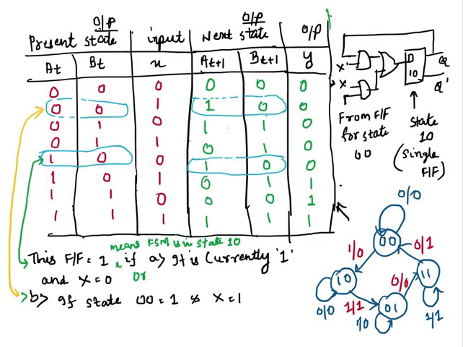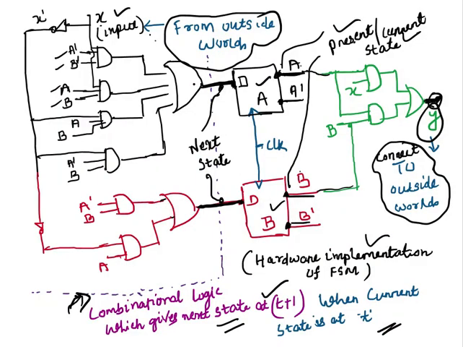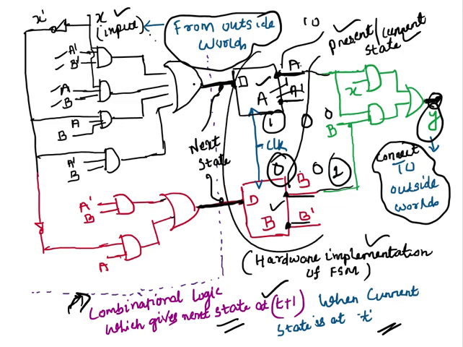Now for state 1 0, you remember this one? For 1 0, we were using two flip flops if we use the binary encoding technique. See here, state 1 0 means the output of this flip flop is 1 and the output of this one is 0. If it is state 0 0, the output of this one is 0 and the output of this one is 0. If it is 0 1, the output of this flip flop is 0 and the output of this flip flop is 1. So we are using two flip flops.